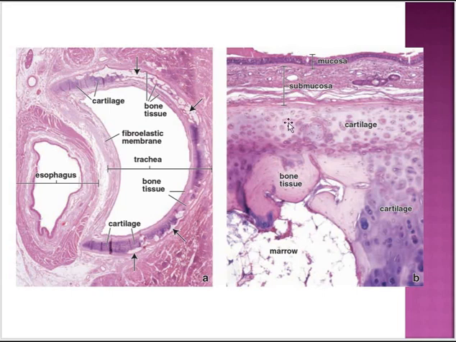Under the submucosa, we are looking at the cartilage. Here you are looking at the cartilage part. Then the outermost coat will be the adventitia. Adventitia will adhere the trachea to the surrounding tissues. Now let's look at the cells which are present in the respiratory epithelium.